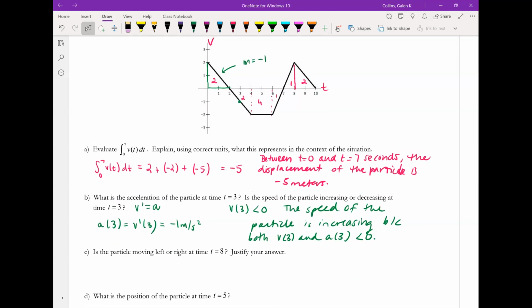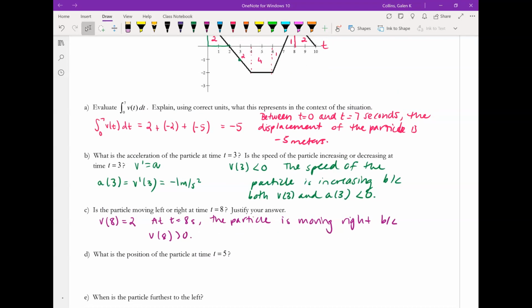Okay, in part C, is the particle moving left or right at time t equals 8? Remember that this again goes back to our velocity. So our velocity at 8 is, it looks like 2. All that really matters is that we know that it's positive. So at t equals 8 seconds, the particle is moving in the positive direction. So the particle is moving to the right. And the reason for that is because v of 8 is greater than 0, or v of 8 is positive.